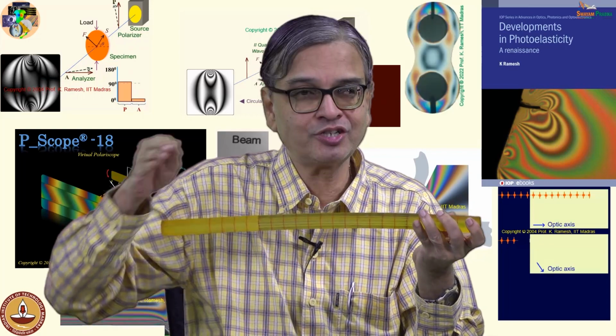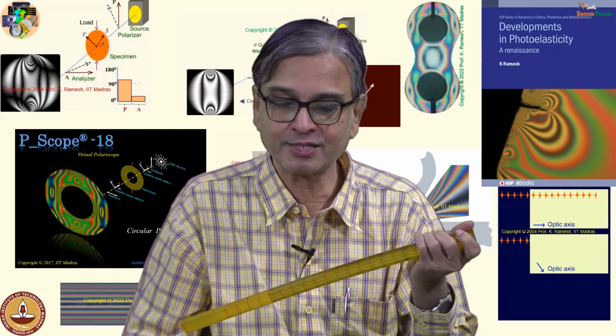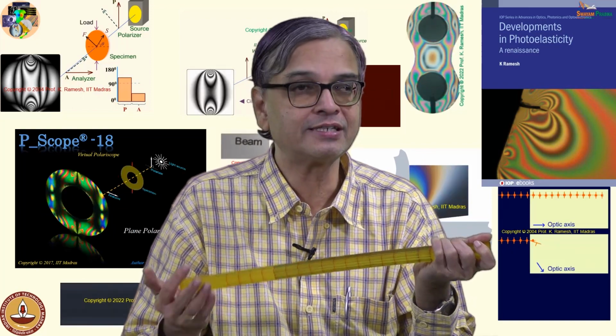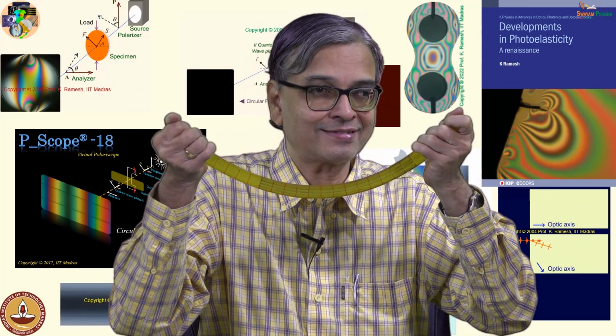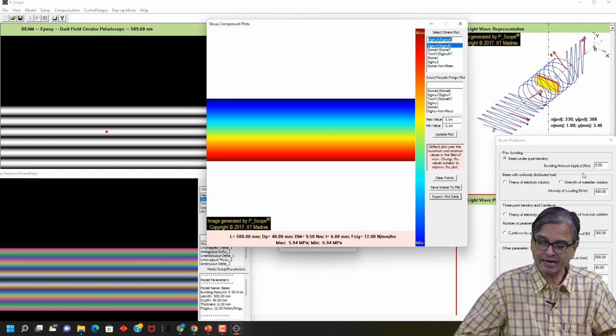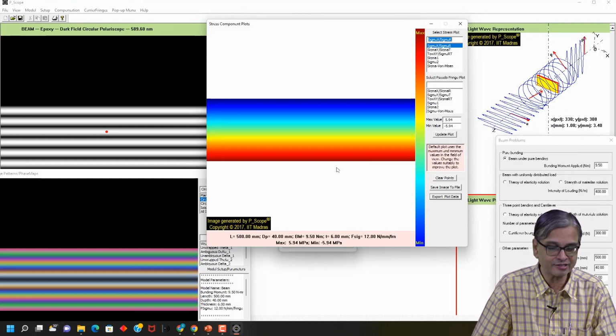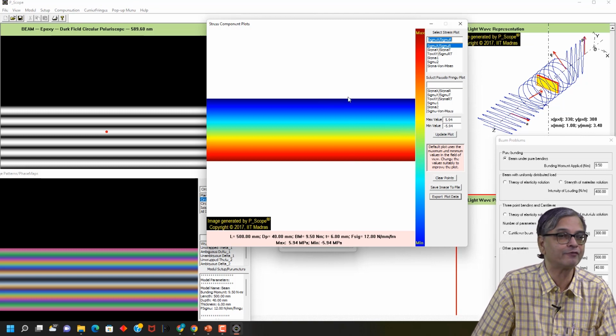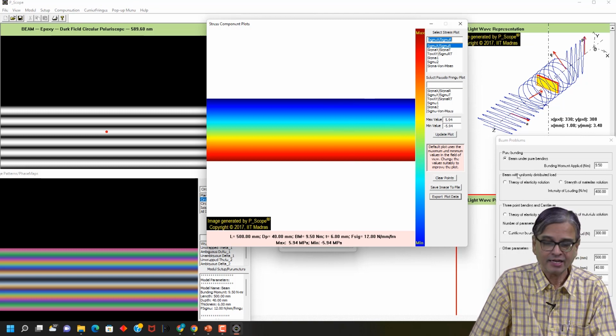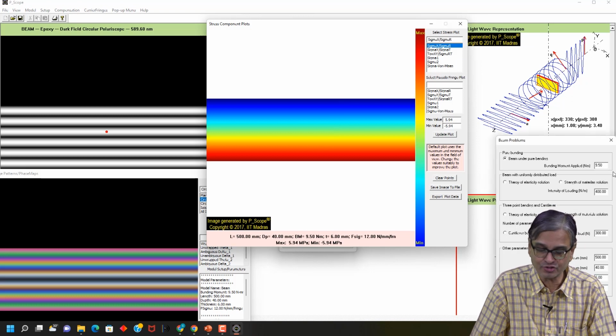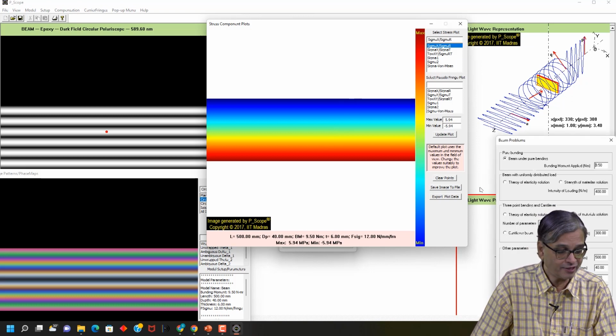When I have a positive bending moment, that is what you see here, it is put as 9.5 Newton meters. It is bent like this, okay. And the stresses are marked from blue to red, and blue is the minimum value. So, the top fiber is compressed, so it is blue, and it varies from minus 5.94 to plus 5.94. Fine. Now, what I do is, I go and change this, and look at the fringe pattern.